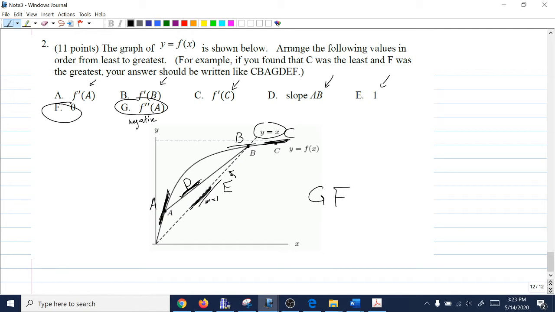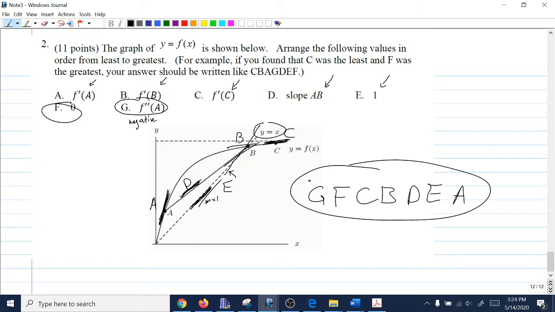I want these in order from least to greatest. They're all positive, so the flattest one will be the least positive slope. That's going to be C. The graph is getting flatter and flatter over time, so it's at its flattest at C. Then B. Then these guys are all steeper than B. A is the steepest. That leaves D and E. E must be steeper because it caught up with and passed line E. So it's D, E, A. So I'm getting the answer to this would be G, F, C, B, D, E, A.